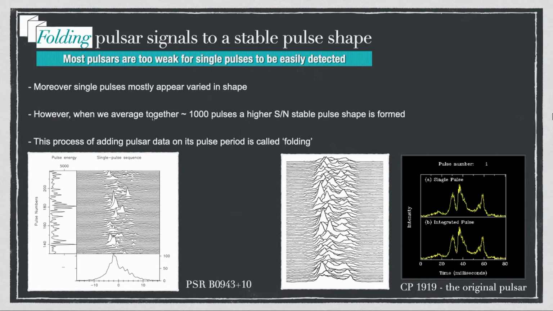Interestingly, it's not just that we get a high signal-to-noise ratio pulse shape by adding maybe thousands of pulse rotations. It's also that the more we add, we get to a point where the pulse shape becomes fully stable. The individual single pulses can be quite varied, but once you add enough, let's say 1,000 of these pulses, the pulse shape is very stable, and the stability of that shape becomes important later on when we do pulsar timing.